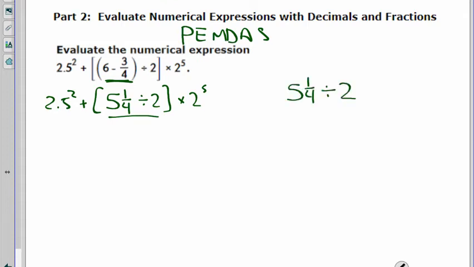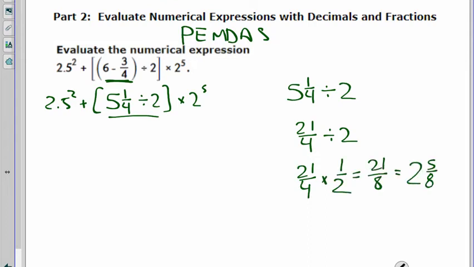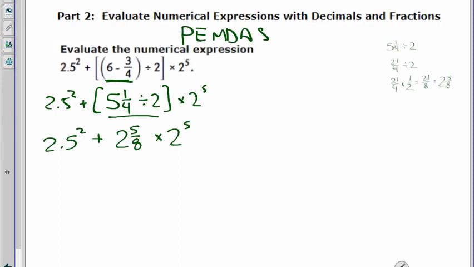Over here on the side, I'm going to do my little arithmetic, changing my mixed number to an improper fraction, then keep, change, flip. And I get 21/8, which is 2 5/8. And that's going to be times 2 to the 5th, and that's going to be added to 2 5/10 to the 2nd power. All right, next I have two exponents. So I have 2 5/10 to the 2nd power, and I have 2 to the 5th power.